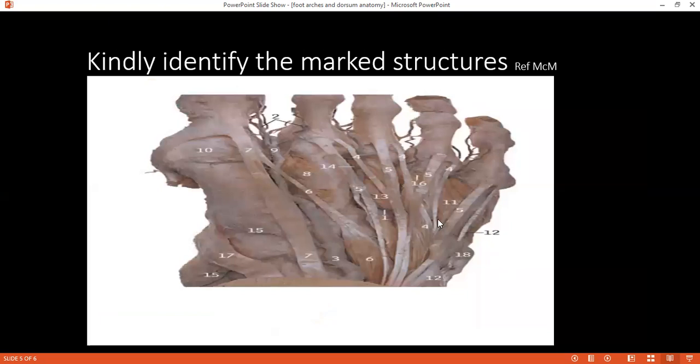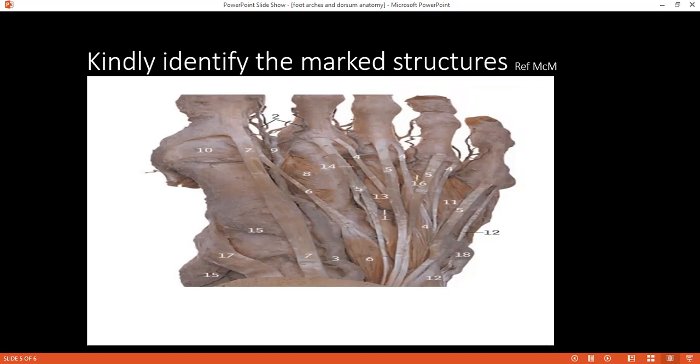Right. Can you tell me what you are looking at? Yes, ma'am, this picture is showing the tendons and the dorsalis pedis artery on the dorsum of the foot. First of all, you have to identify which side of the foot this is. The right foot. Yes. Can you identify number 7, please?